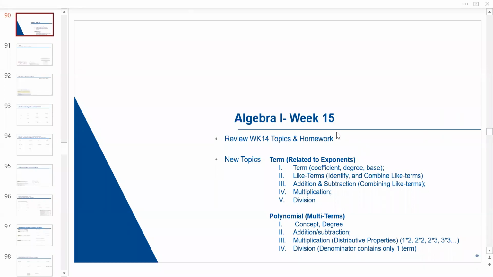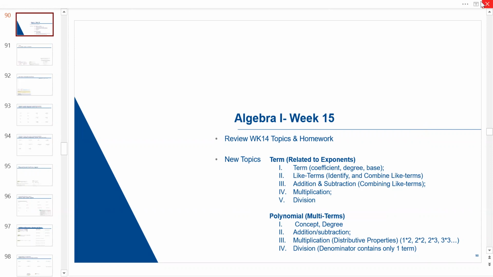Okay, so this is week 15, and this quarter is 16 weeks in total. So only one more week after this. Before the break, we reviewed scientific notation in the homework. So right now we move to the term.